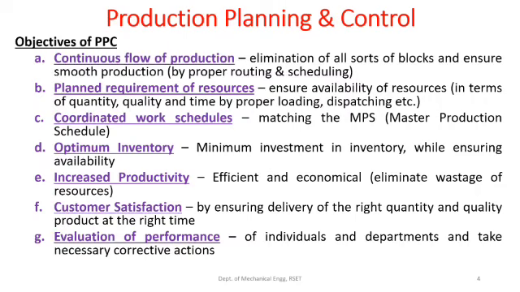Now the second objective is that it helps you to plan the requirement of resources. So you will be able to estimate the amount of resources required, and thereby ensure that the required resources are available in terms of quantity, quality, and time, as well as dispatching. So planned requirement of resources is achieved by proper production planning and control. Then coordinated work schedules can be achieved by production planning and control.